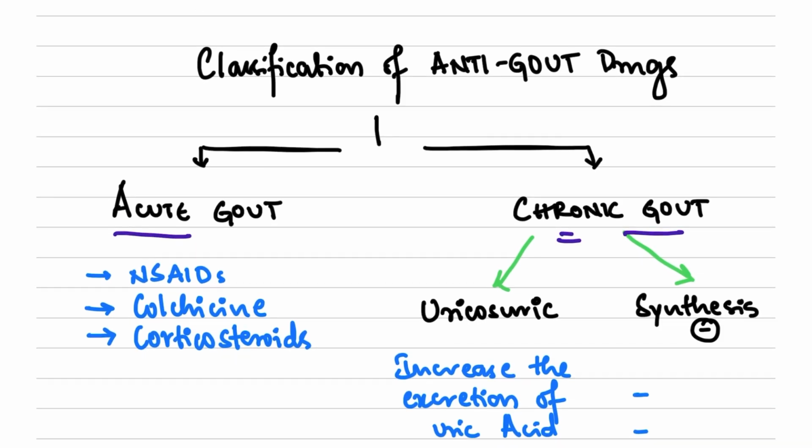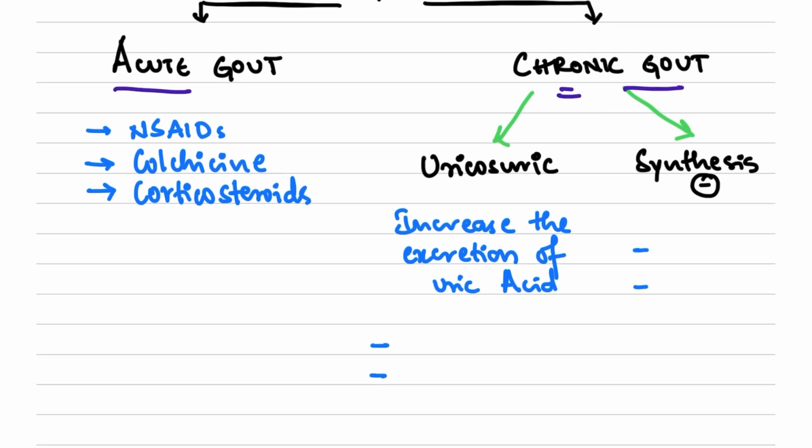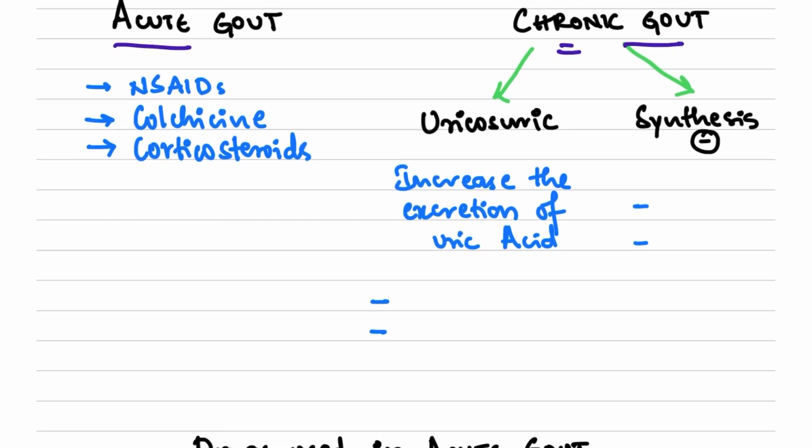In the classification of anti-gout drugs, we have drugs for acute gout and we have drugs for chronic gout. What do we use in acute gout? In acute gout, we can use NSAIDs, that is the non-steroidal anti-inflammatory drugs which help in pain relief. We have another drug called Colchicine, which was the first drug used for gout, in 1763.